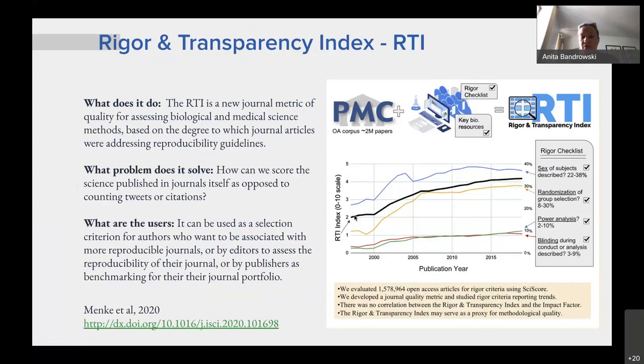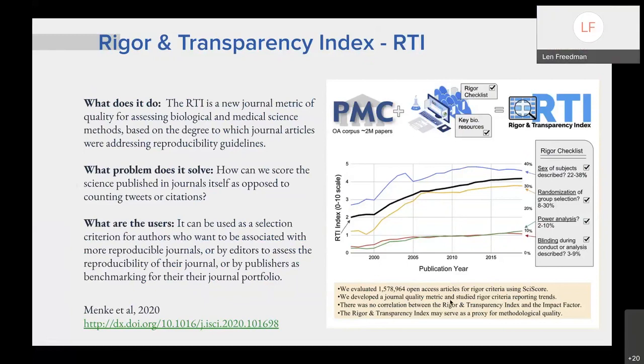And then, of course, the overall rigor and transparency index went from 2 to about 4.2 over 20 years. So authors are absolutely getting better, especially over this period of time from 2000 to about 2007. They had gotten better, but we still have quite a ways to go. And again, this is based on an evaluation of every PubMed Central paper that had an accessible methods section. So that ended up being 1.578 million.